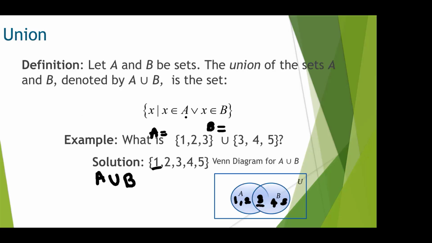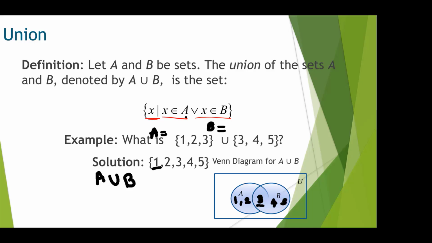Now, if we have sets A and B, then the union of sets A and B is denoted by A union B. By definition, it is every x which is either a member of A or a member of B. When it is a member of both, it is included in the union. That member which is common to both is included in the union, but only once.